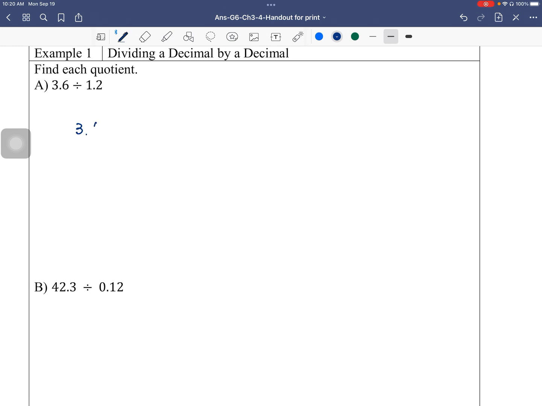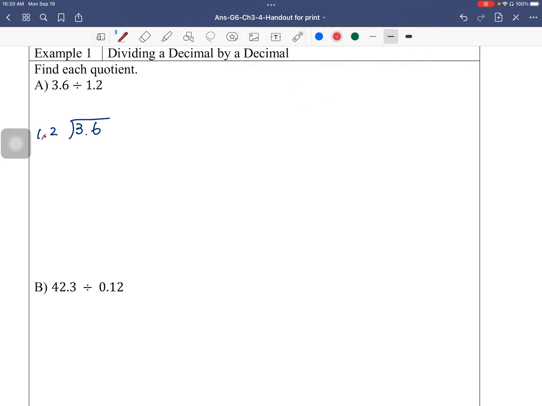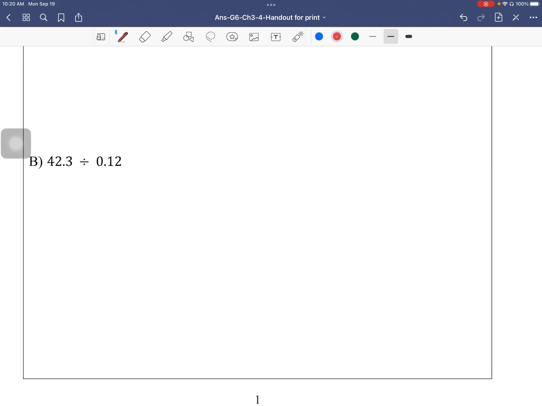So now I want to do 3.6 divided by 1.2. I'm multiplying both numbers by 10, okay? Because there's one decimal place in the divisor and one decimal place in the dividend. So as I remove it, it just gets canceled out. So the procedure here is just dividing by the whole number. So the answer is 3. Okay. So then B for estimation.